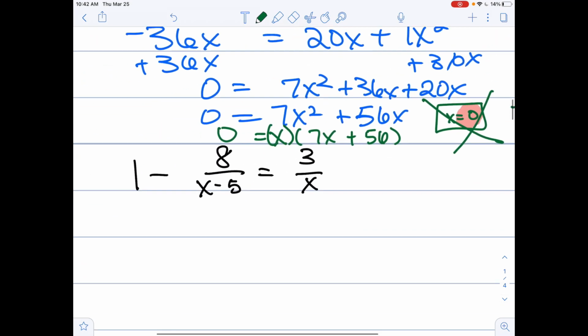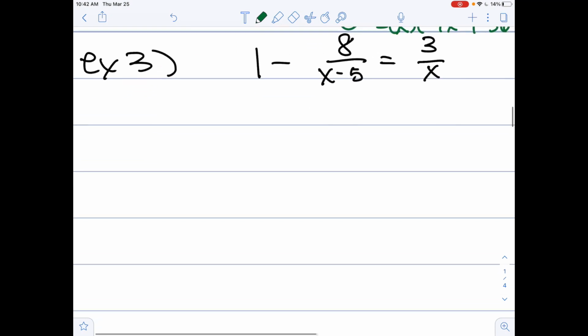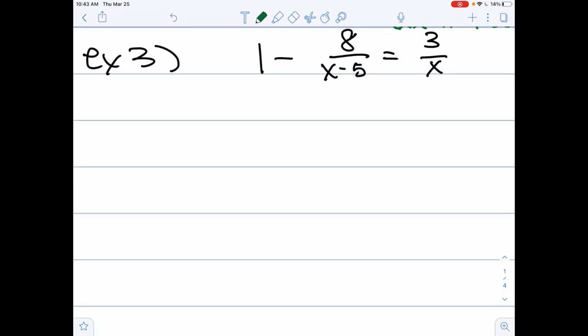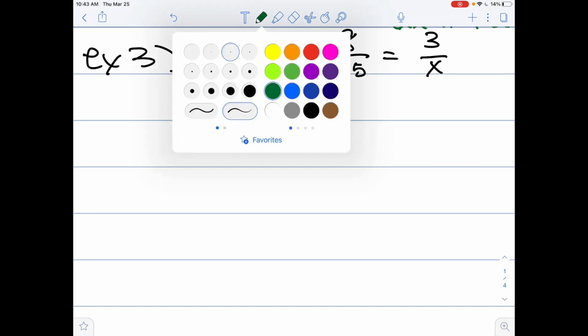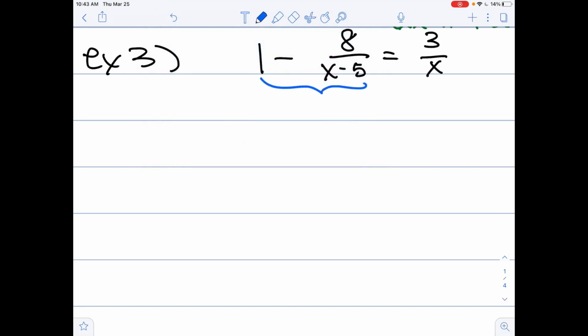All right, let's go over to this one. So here's our next problem. We see 1 minus a fraction equals 3x. So again, we're going to need to simplify this left side and make it one fraction by itself. So I'm going to write 1 as 1 over 1. And what that reminds me is that it is a fraction, that we can get the denominator to be the same as x minus 5. So I'm going to multiply both the top and the bottom by x minus 5.